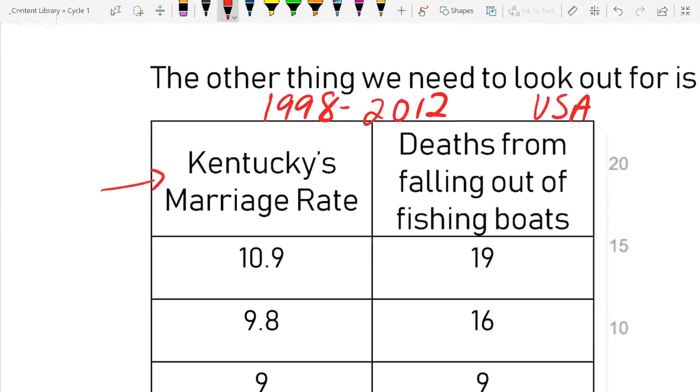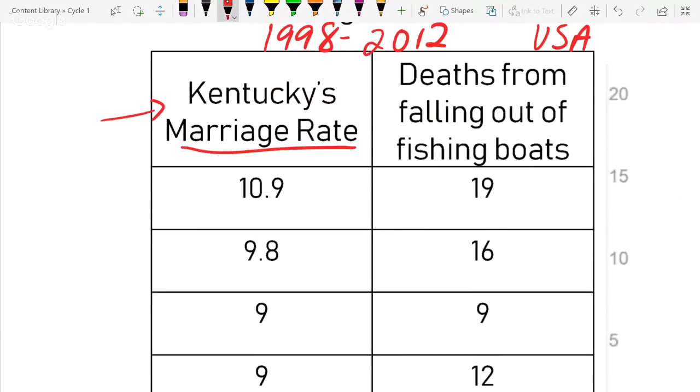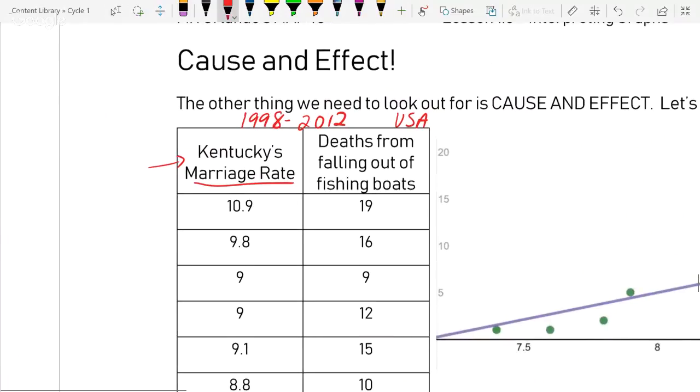What two things did we measure? All right, the marriage rate in Kentucky. This is per 100,000 adults. How many were married per month in a year? So the marriage rate. And this is the total number of deaths from falling out of fishing boats. Somebody has to measure that. There's a guy who has that job. His job is to keep track of how people die, and he writes it down.